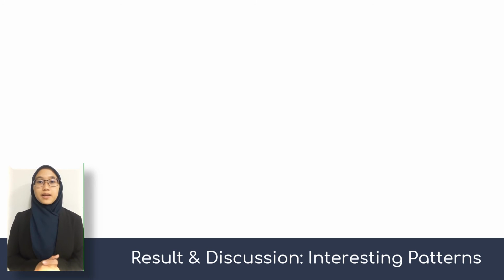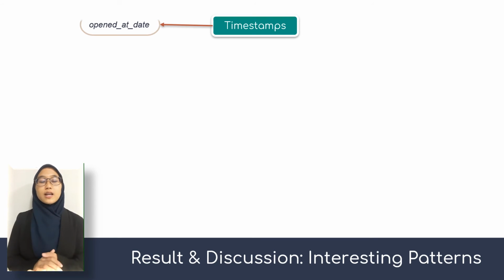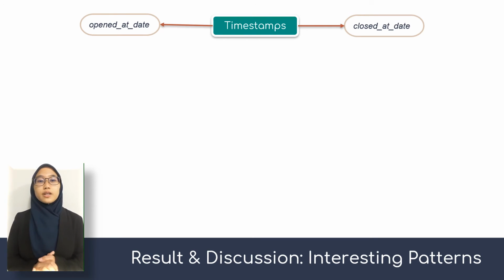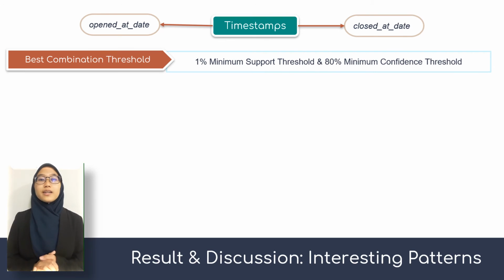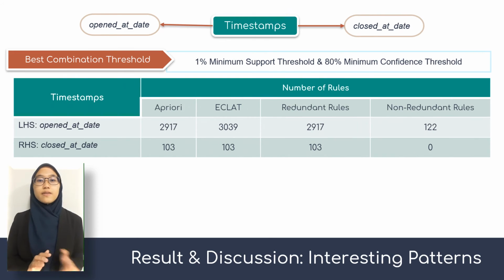Moving on, interesting patterns. Patterns or rules generated by a priori and eclat were compared and discussed by analyzing the presence of timestamps on the left-hand side and the right-hand side of the rules. The rules were generated by using the best combination thresholds. Interestingly, for the selected timestamps on the left-hand side, all of the patterns generated by a priori were also generated by eclat.